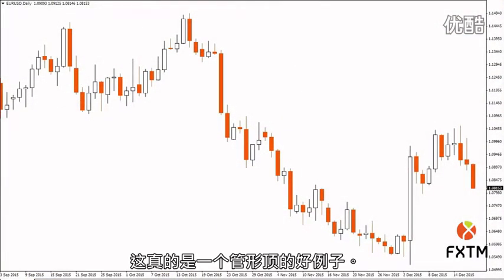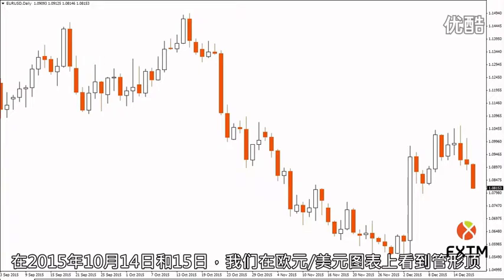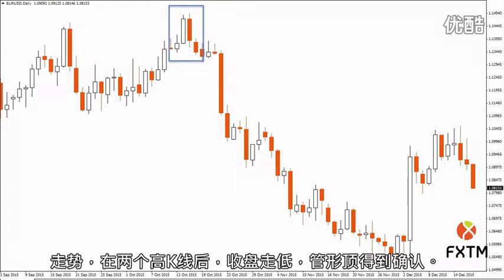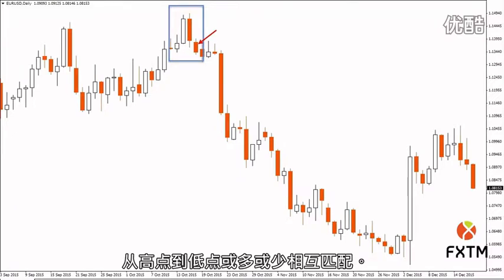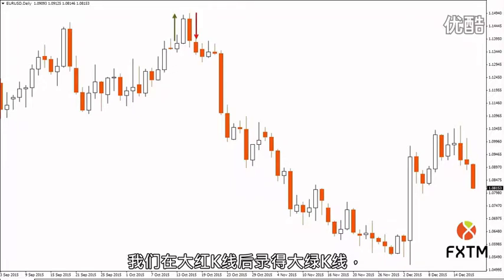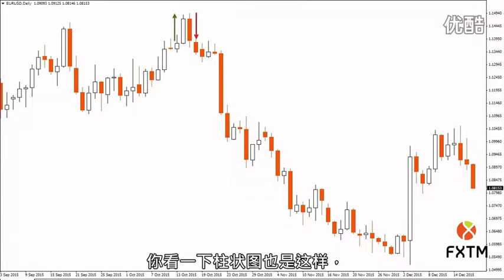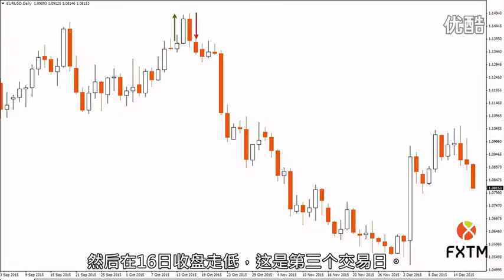This is a really good example of a pipe top. You can see this one on the euro dollar on October 14th and 15th, 2015. That was actually confirmed with a lower close after those two tall candles that more or less matched each other from the highs to the lows. We get a big green candle followed by a big red candle. You could see the same thing if you were looking at bar charts as well. And then we get that lower close on the 16th. So that was day number 3.